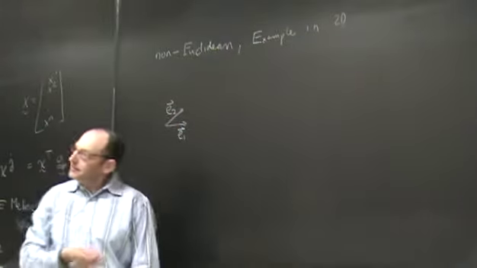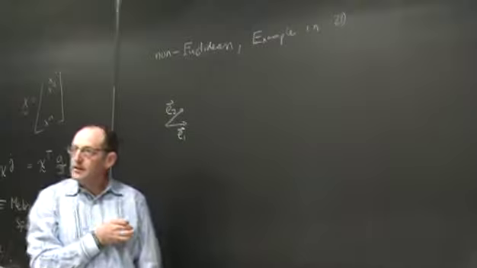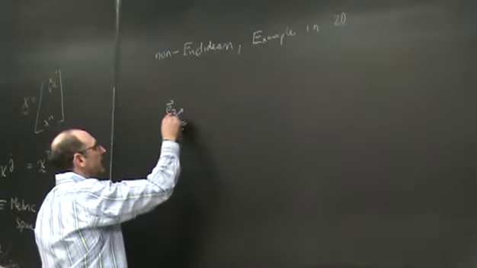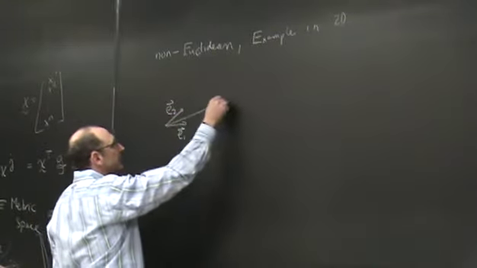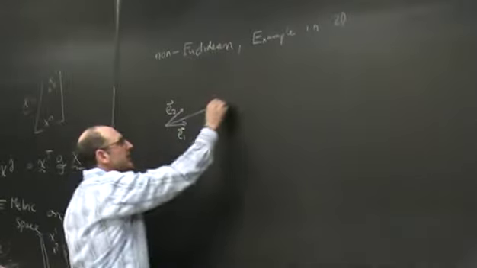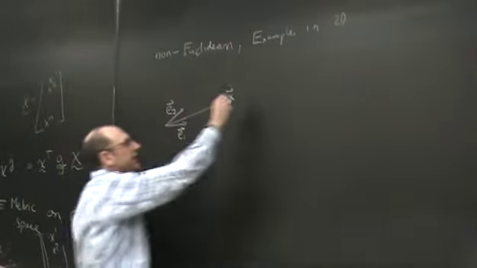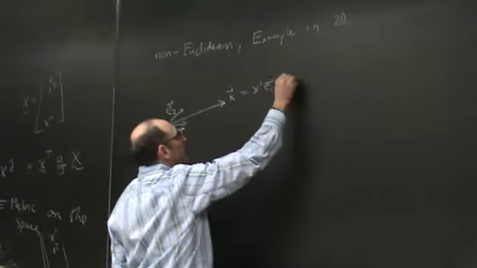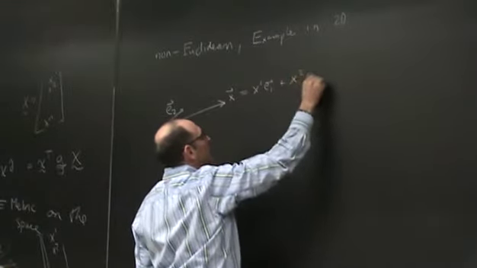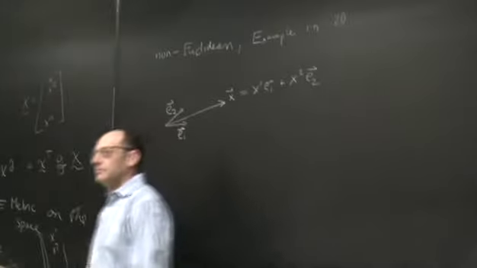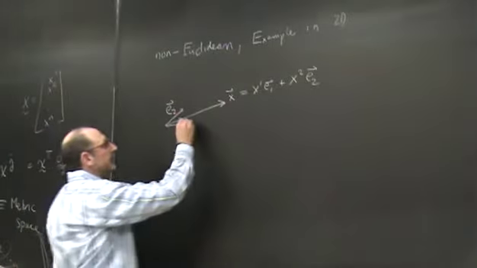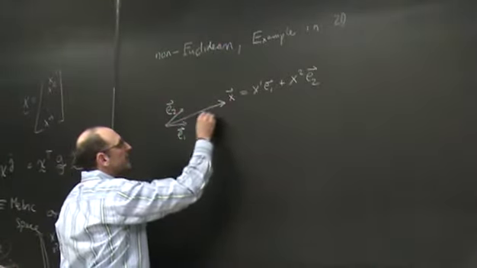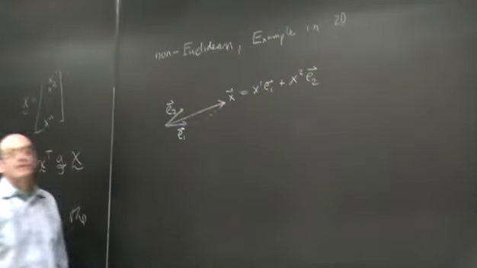This is a basis for the space. I can look at any vector in the space. Here's an example of a vector, x, which can be decomposed into some amount of the first basis vector and some amount of the second basis vector. Okay? And here it is. It's got some amount of this and some amount of that. Okay?